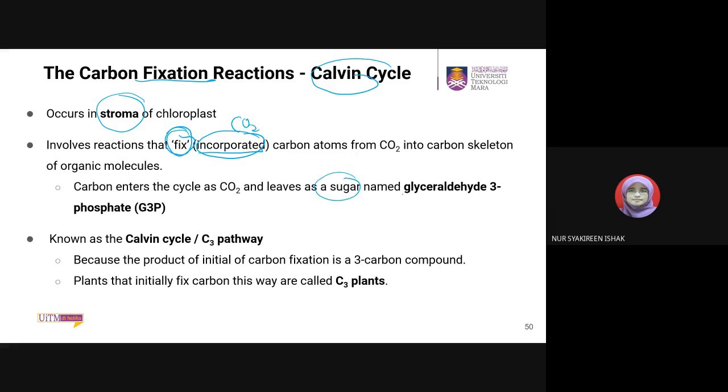So as carbon enters into the Calvin cycle, it leaves the cycle as a sugar. We call it as glyceraldehyde 3-phosphate. Nama G3P ni dah familiar dalam proses cellular respiration. It is a 3-carbon sugar.